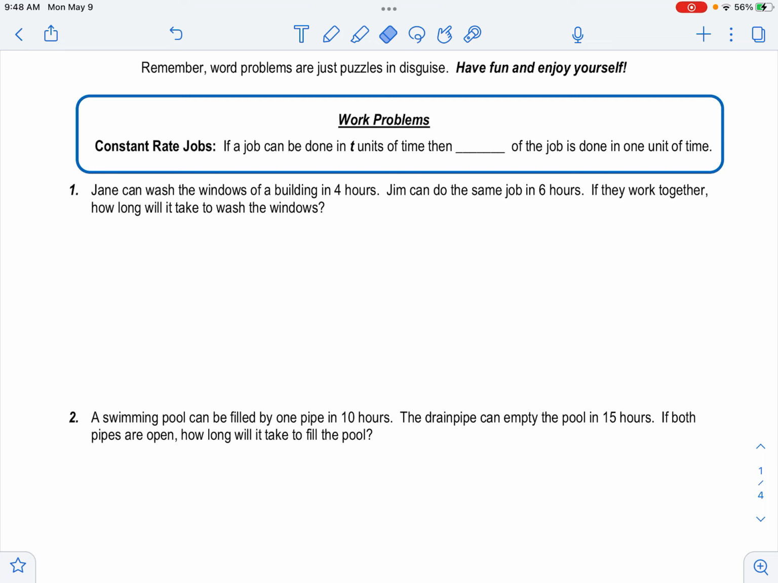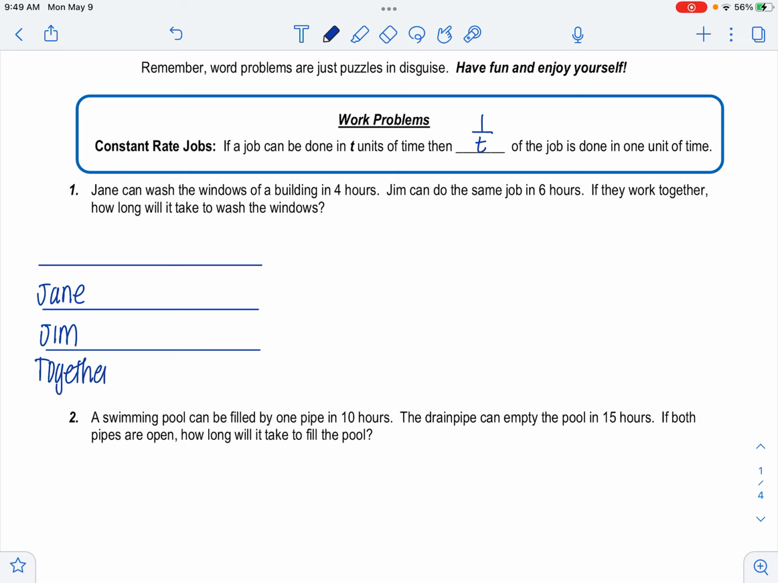All right, so here's our first example. It says Jane can wash the windows of a building in 4 hours. Jim can do the same job in 6 hours. If they work together, how long will it take to wash the windows? So we're going to make an organizational chart here. We're going to make some horizontal lines, and on the horizontal lines, we are going to write Jane, Jim, and then together. We are then going to make a couple vertical lines here. The first column is already the names. The second column is going to be the time that it takes each individual, or the togetherness. And then the last column is going to be parts done in 1 hour.